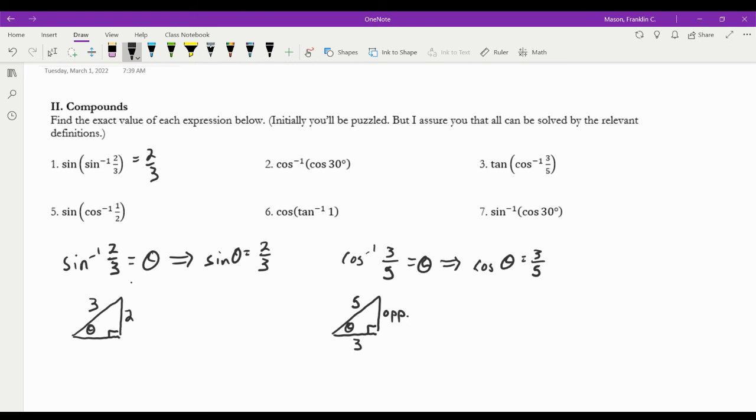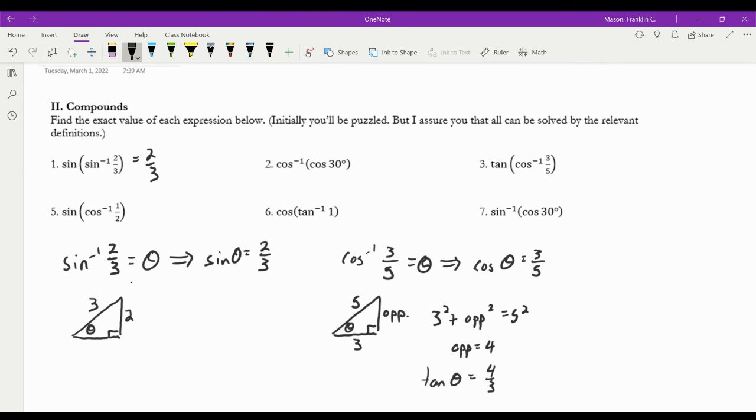Well, the Pythagorean theorem, right? So the 3 squared plus the opposite squared, I'll call it, is 5 squared. Do just a tiny little bit of algebra, and you'll find that the opposite is equal to 4. So what then is the tangent of that angle? The tangent of that angle is opposite 4 over adjacent 3. So the tangent of the inverse cosine of 3/5 is 4 over 3.